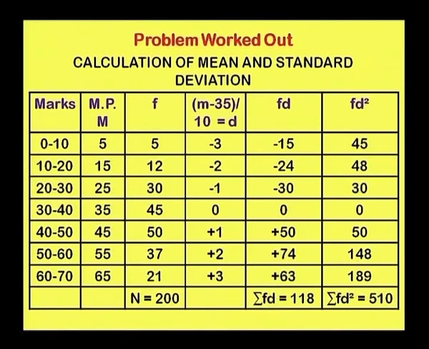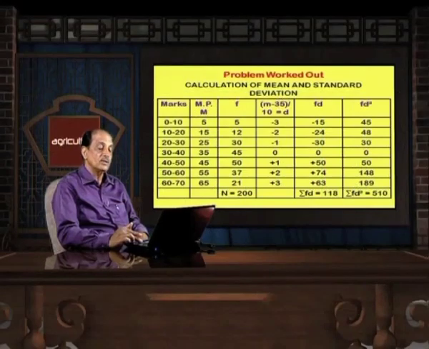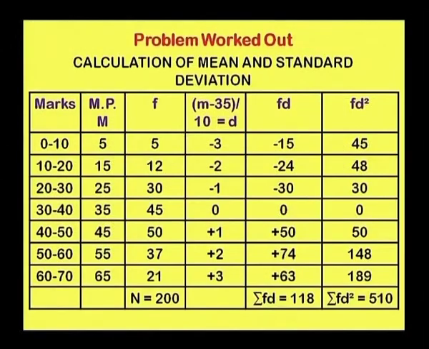So, this is the way in which we calculate the multiplication of frequency and deviations. Then we have to calculate f d square. This is calculated in this way. First of all, we find the deviation. The deviation is squared, then multiplied by f, that is 5, so we get 45. After that, the square of 2 is 4, and 4 multiplied by 12 gives 48. So, this is the way in which we have calculated f d square.